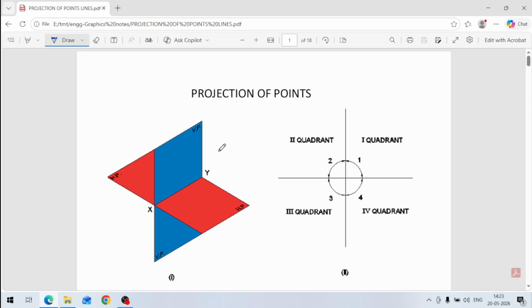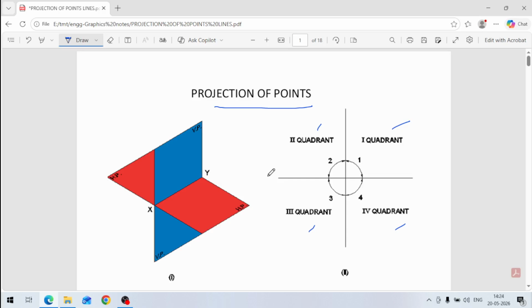Today in this video we are going to discuss the topic of projection of points. So there are four quadrants: first quadrant, second quadrant, third quadrant and fourth quadrant. If our point is situated in any one of the quadrants, then what will be the projections on the horizontal plane and vertical plane? That we are going to discuss quadrant wise.